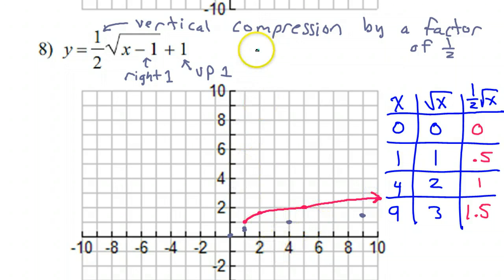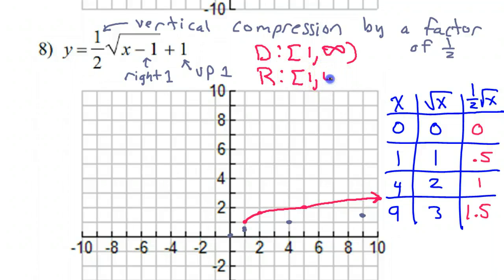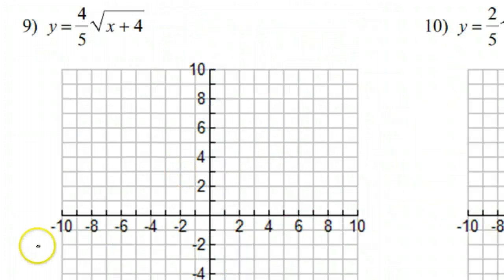Okay, and now we can talk about the domain and range. The x values for the domain go from 1 to infinity. Looking at the range, the y values also go from 1 to infinity. So that's the answer to number 8.